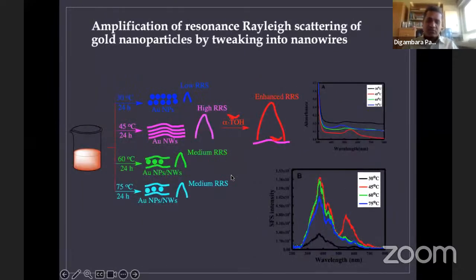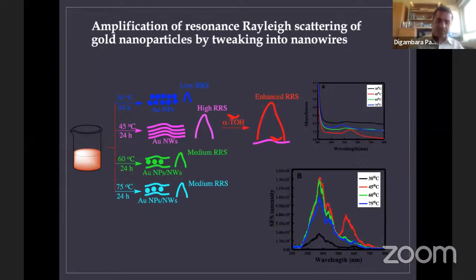Then we also use nanowires for optical sensing. The same nanowires we tried with resonance Rayleigh scattering, a method where you collect the scattering at the absorption as well as the emission band. What we found is that gold nanoparticles have a scattering signal, but when you make gold nanowires, the signal is enhanced. The signal is enhanced means we can increase the sensitivity for a target species.